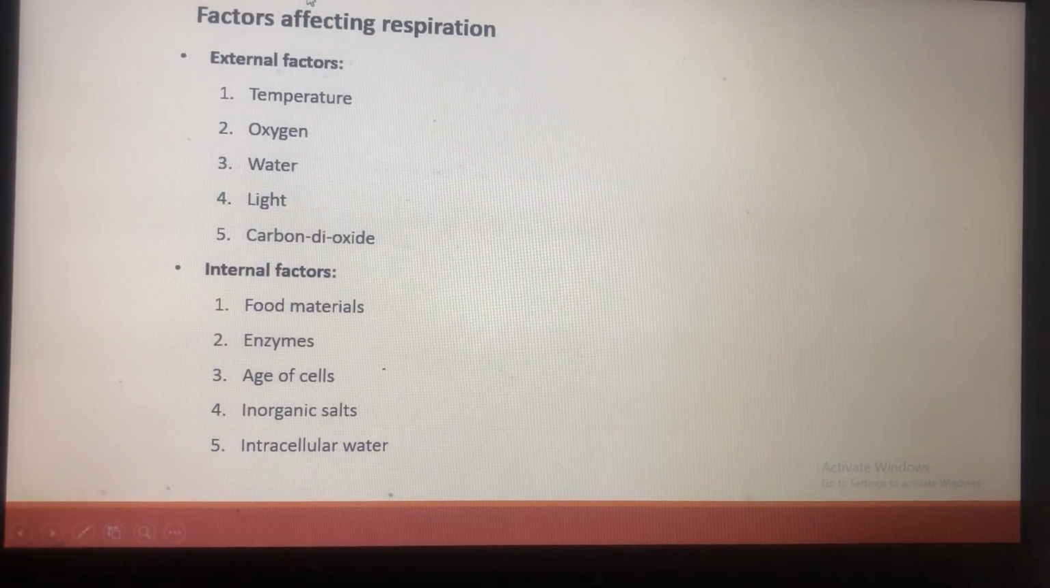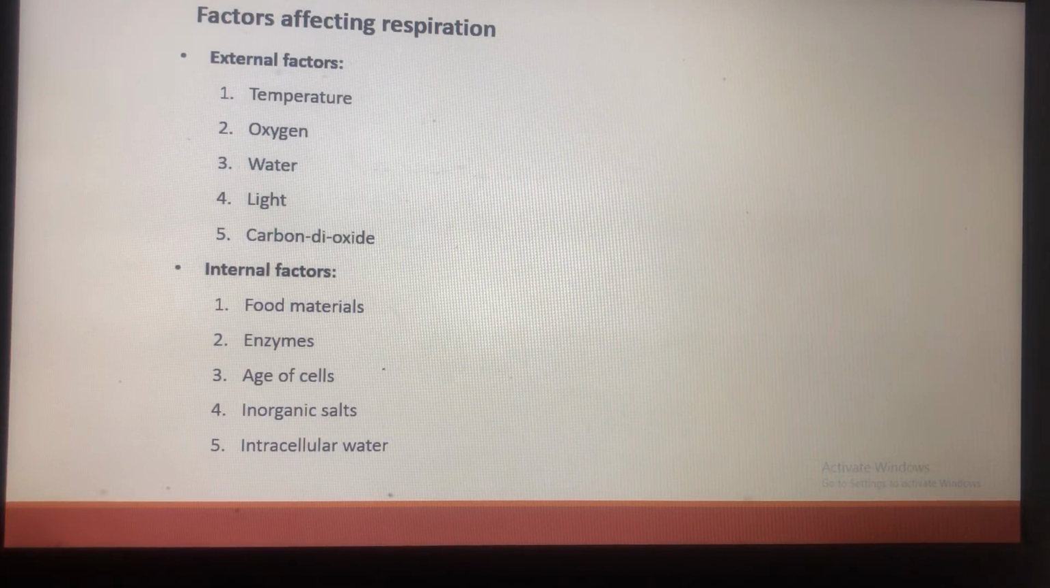Now, the factors affecting respiration. There are several factors that play important roles during respiration. These can be of two types. First is external factors and second are internal factors. Among the external factors, first is temperature. Temperature plays a very important role during respiration. The respiration rate becomes low at temperatures below 20 degrees Celsius and above 45 degrees Celsius. So the optimum temperature for respiration is between 20 degrees Celsius and 45 degrees Celsius.